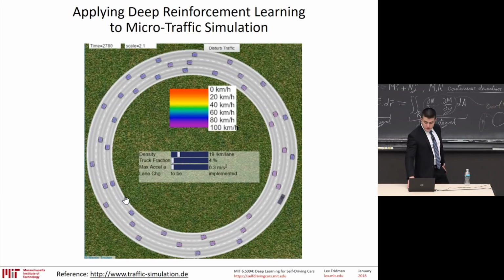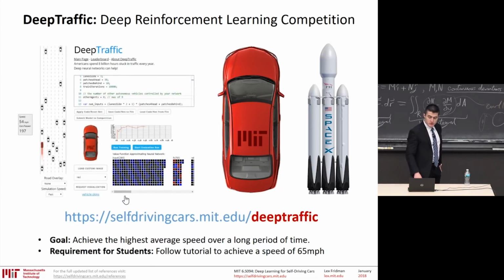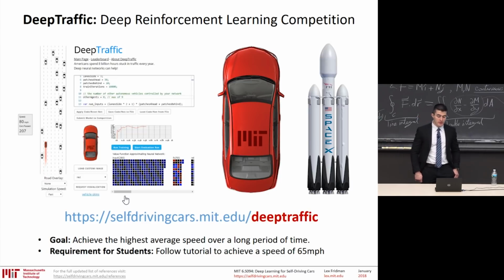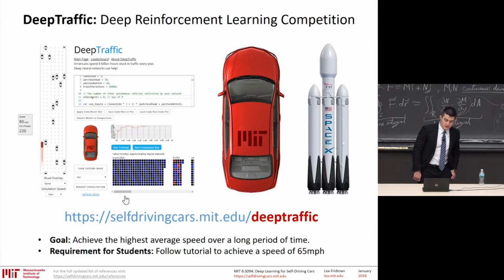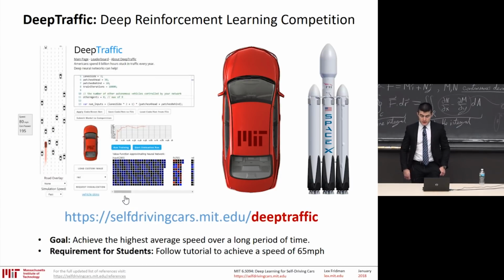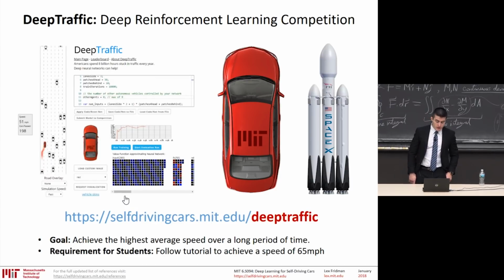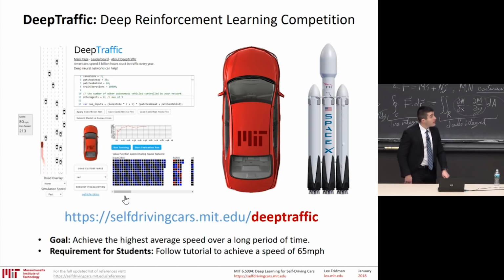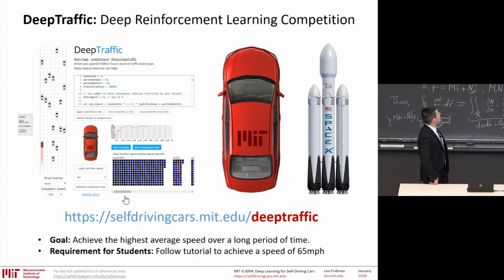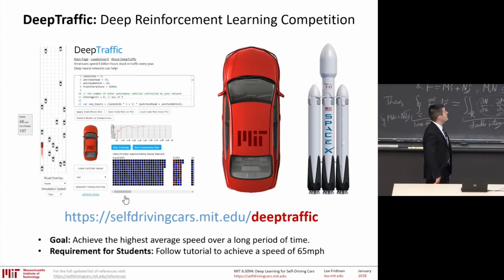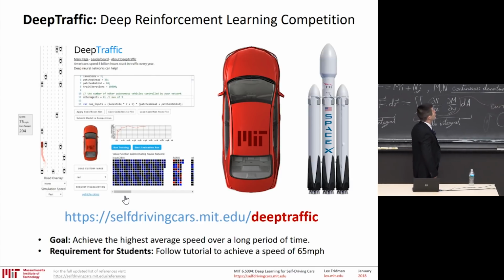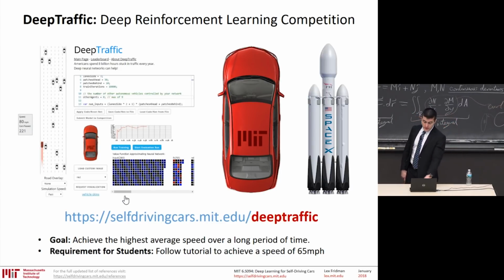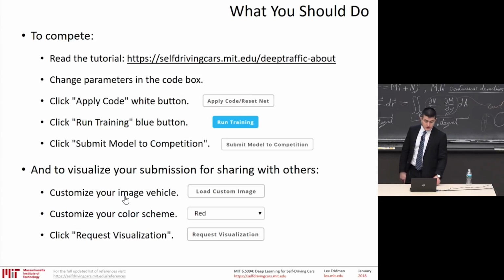We apply deep reinforcement learning to that and call it DeepTraffic. The goal is to achieve the highest average speed over a long period of time, weaving in and out of traffic. For students here, the requirement is to follow the tutorial and achieve a speed of 65 miles an hour. And if you really want to achieve a speed over 70 miles an hour, which is what's required to win, perhaps upload your own image to make sure you look good doing it.